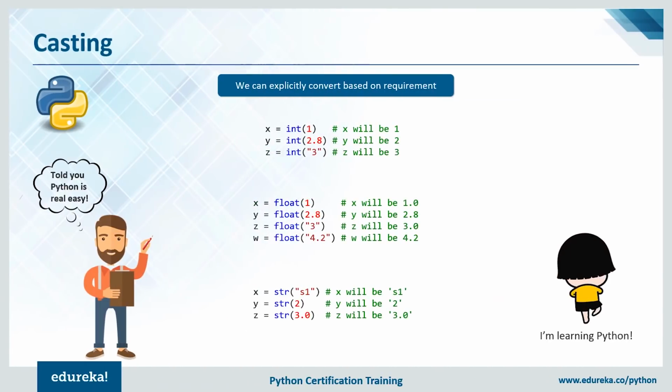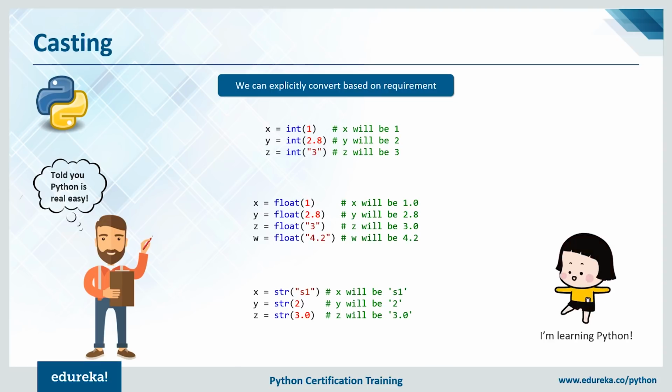But to give you better clarity, make sure you check this out, guys. We have x is equal to int of 1, so x will definitely be 1. We have y is equal to int of 2.8. As I told you, once it becomes int, everything after the floating point goes away. So y now is actually 2 and not 2.8. z is equal to int of 3 definitely will stay at 3.